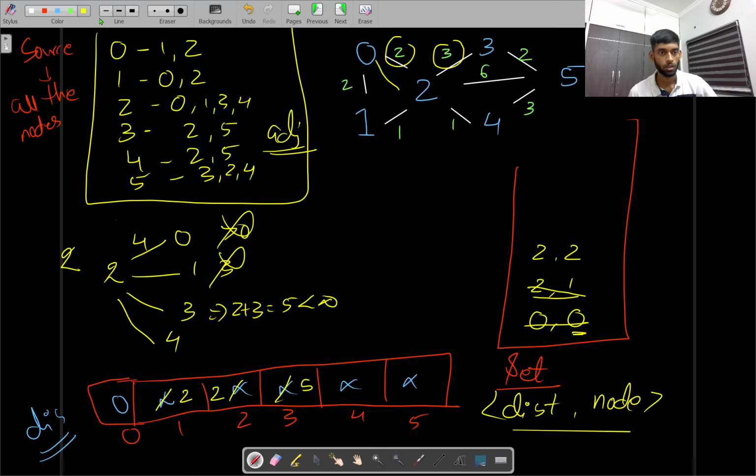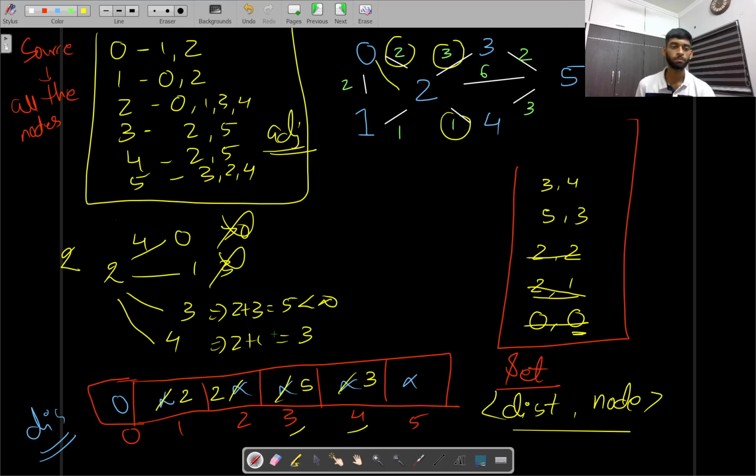And 2 to 4. The distance is 1 and the distance to reach node 2 is already 2. So the distance from reaching node 0 to 4 is equal to 2 plus 1, which is equal to 3. It is less than infinity, so we'll definitely be updating this. Now, how many nodes are updated? This one and this one. So we will be pushing them into the set data structure: distance of 5 for node 3 and distance of 3 for node 4, and we will be popping out this value. Okay, let's erase all this stuff.